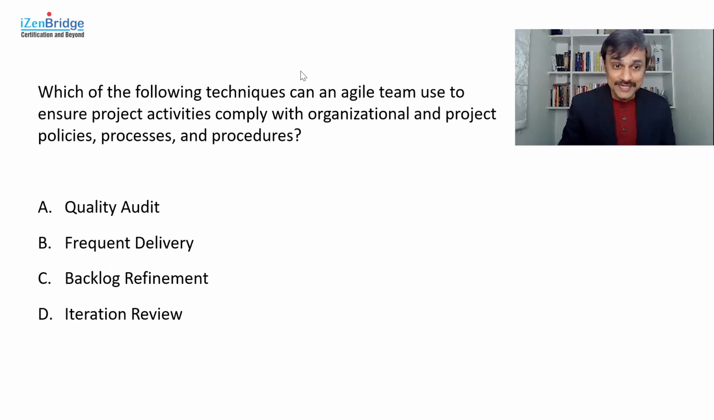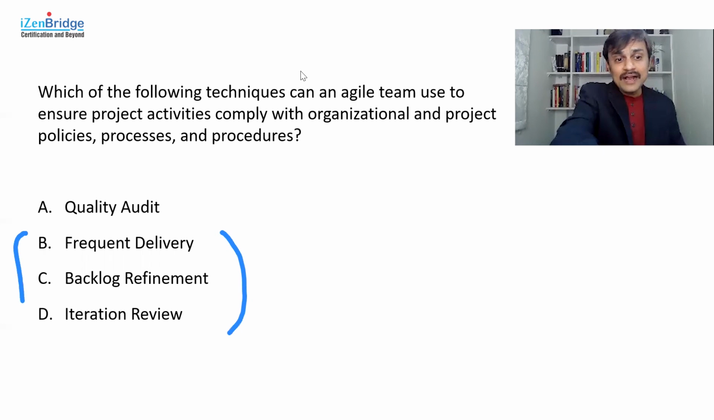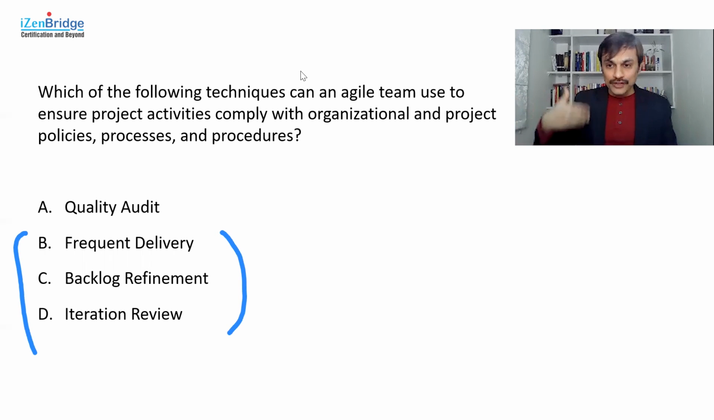So you can read the question again. Which of the following techniques can an agile team use to ensure project activities comply with organization and project policies, procedures, and processes? In general, this question is asking, how do you ensure organizational-level process and procedural compliance in an agile project? Which technique would an agile team probably use to get it? Now, incidentally, you have 4 options, and 3 of those options have some kind of agile words, like frequent delivery.